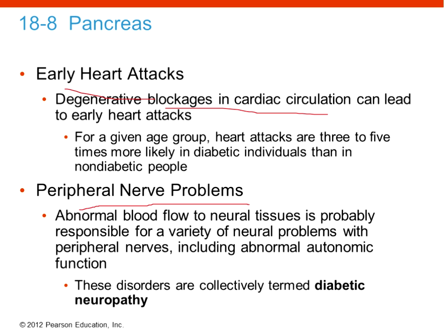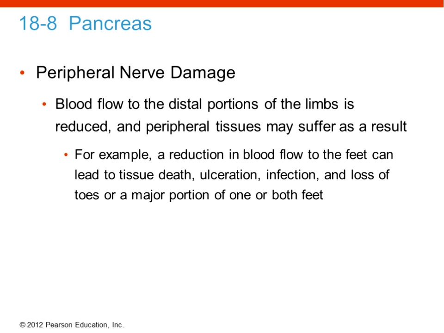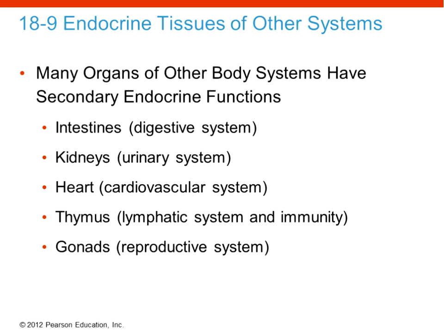Peripheral nerve problems are quite common because of abnormal blood flow to these neural tissues because of the excess sugar in the bloodstream. These collectively are referred to as diabetic neuropathies. Oftentimes they hit the feet, for instance diabetics with poorly managed sugars oftentimes have feet issues with ulceration of the tissue, infection, maybe even loss of toes, or part of the feet might have to be lost as a result of this. So peripheral nerve damage is very common in poorly managed diabetes.